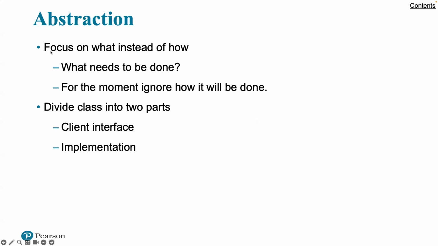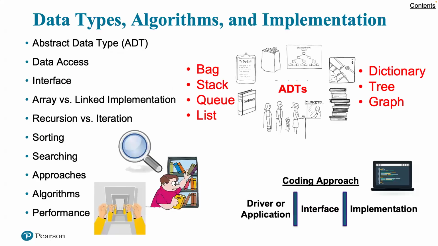So in terms of abstraction, we focus on what instead of how. And so what needs to be done. We're starting to see this distinction here. We can divide the class into two parts, the interface and the implementation. So that goes back to, once again, this chart here. We're making this distinction between what the user is going to see that we're making available in the application versus what we're implementing in terms of the data structures that we're trying to leverage.